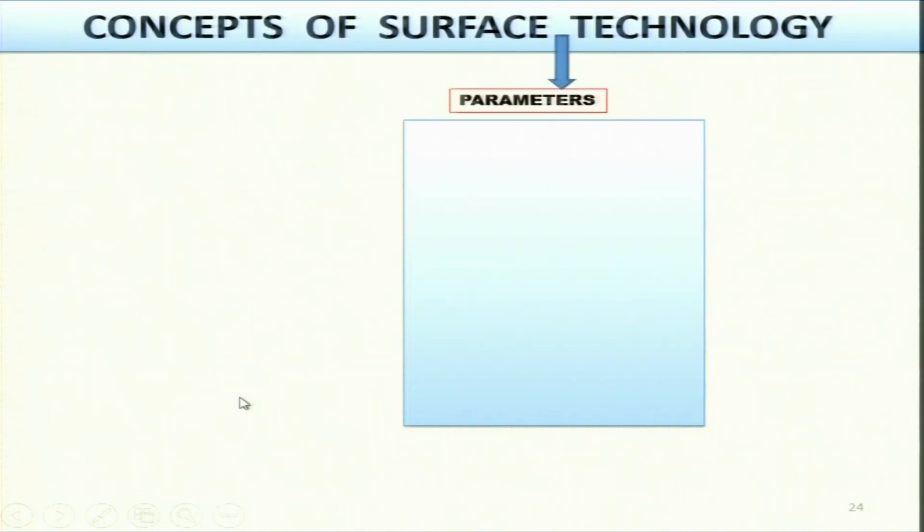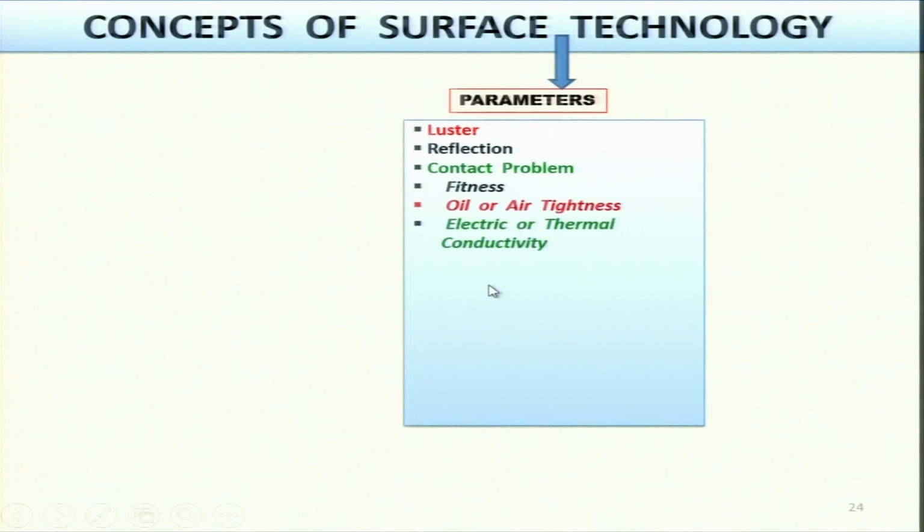Concepts of surface technology. Let us try to understand the parameters of surface technology, like luster, reflection, contact problems, fitness, because if the surface is not properly finished, burrs are there, scratches are there, then you will have problems like reflection. While you are contacting, then burrs will be in between the two and life will go down. Fitness will not be proper, oil or air tightness will not be obtained because burrs are there in between the two matching parts. Electric or thermal conductivity will be affected because of the burrs, scratches, etc. Friction, lubrication and wear problems will be there, and as per your design it may not work properly.